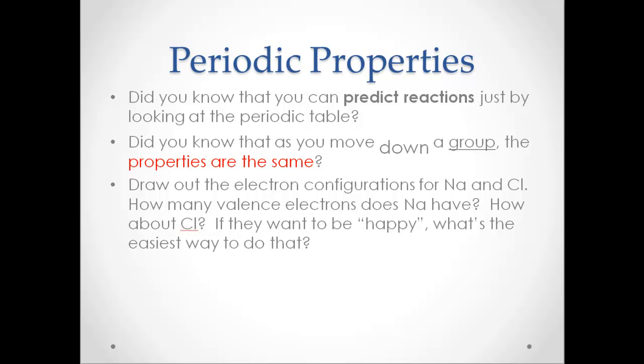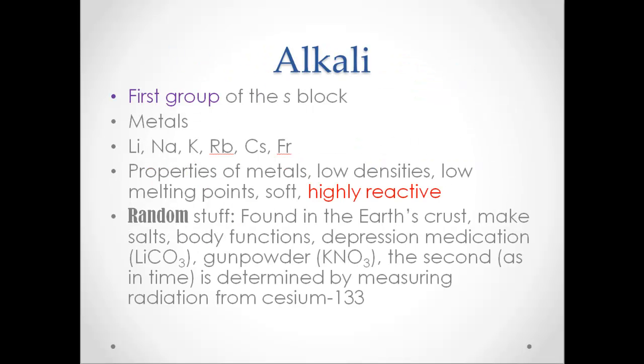Okay, so now we're going to get into the groups. So here's where you want to pull out your periodic table. And as I go through the groups, just write down on your periodic table what the name of that group is. Okay, so our first group is the alkali metals. All right, so this is going to be group 1, the very leftmost group on the periodic table.